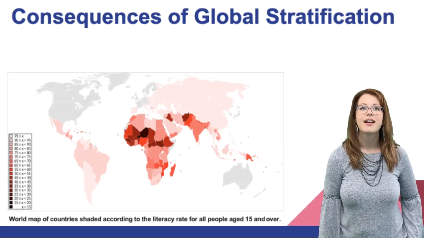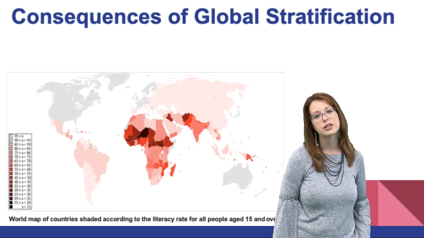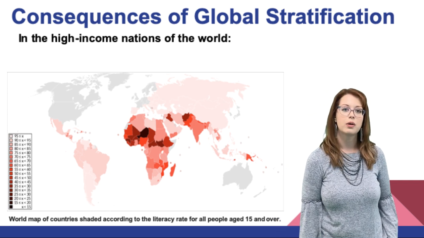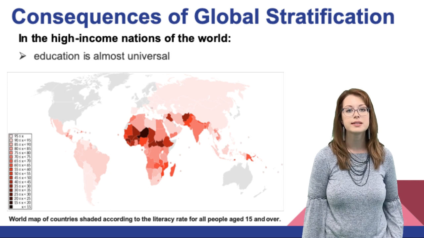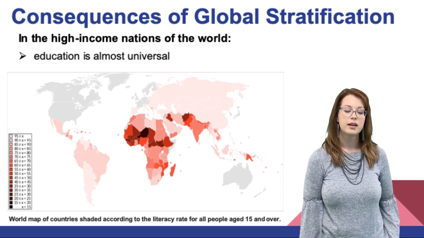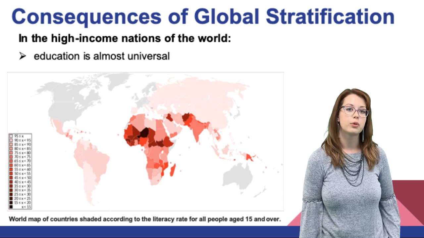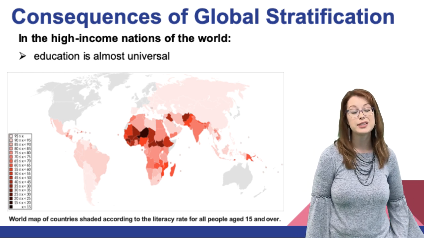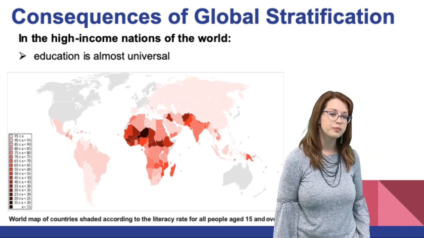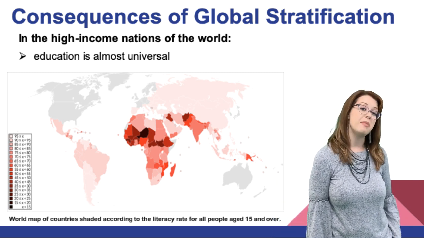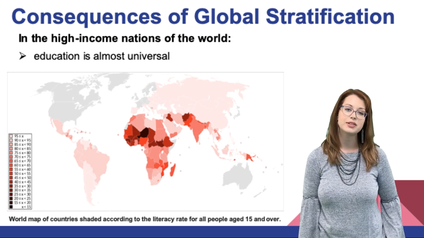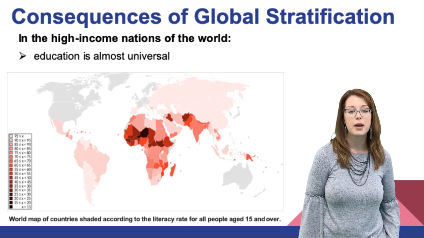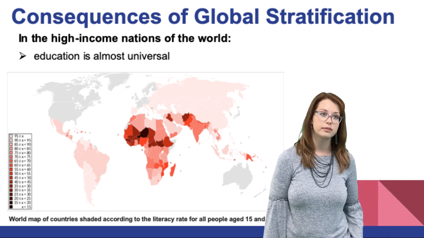Another consequence of global stratification is education and literacy. So around the world, in industrialized, wealthier countries, we tend to take literacy for granted. About 99% of the world's core countries are literate, compared to about 62% in sub-Saharan Africa. Around the world, 90% of males are literate, compared to 82% of women. So women are about 2/3 of the world's illiterate population.